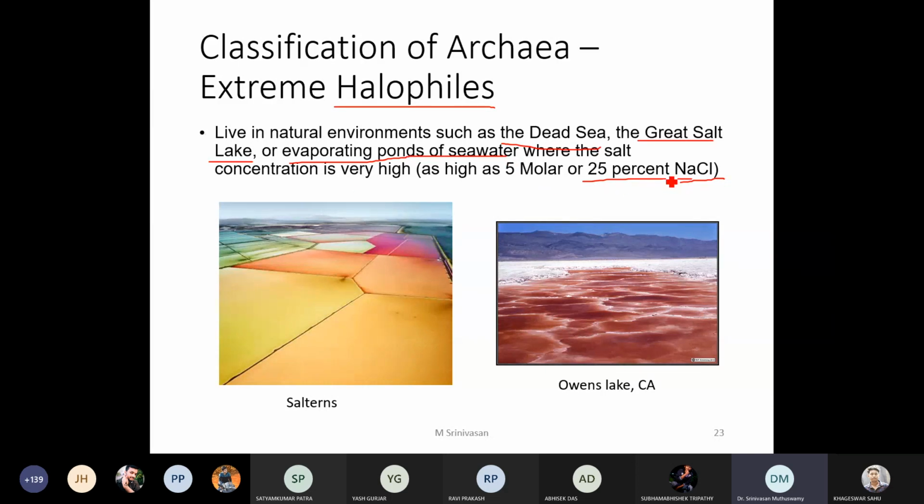So in India, we have the Rann of Kutch, where we can find the white salt patches. So we would be able to isolate these extreme halophiles in that environment.